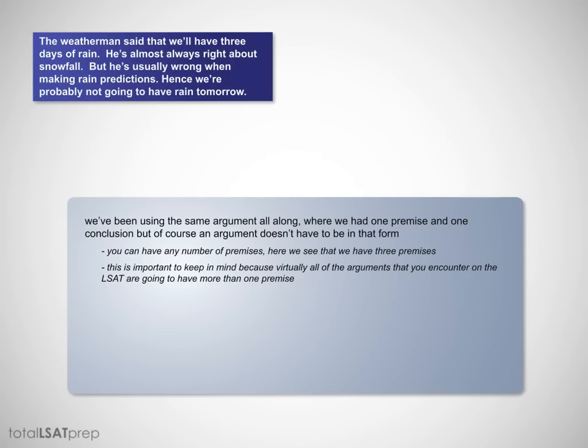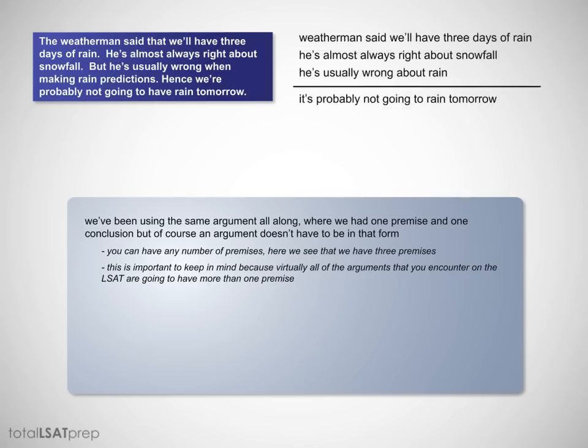It says, the weatherman said that we'll have 3 days of rain. He's almost always right about snowfall, but he's usually wrong when making rain predictions. Hence, we're probably not going to have rain tomorrow. Now, if we diagram this one, we have the 3 sentences again in the conclusion underneath. But here we've changed the argument slightly, and if you notice, the third premise begins with a but.